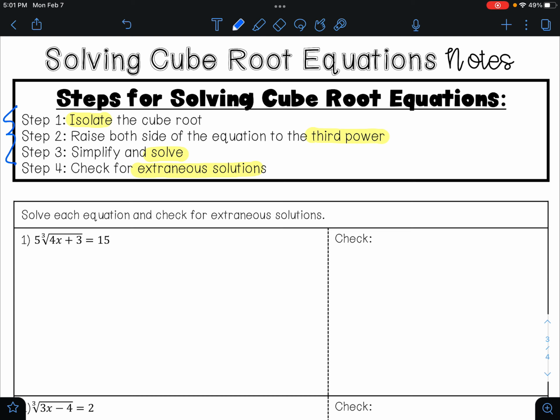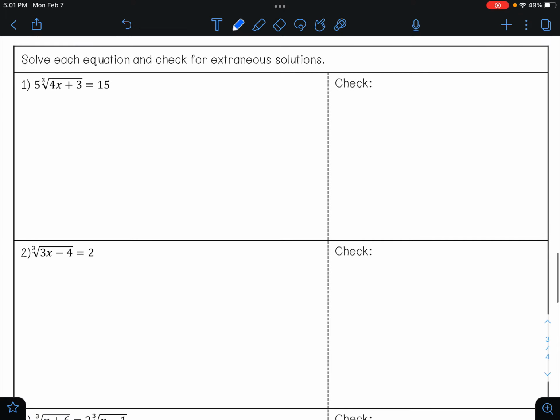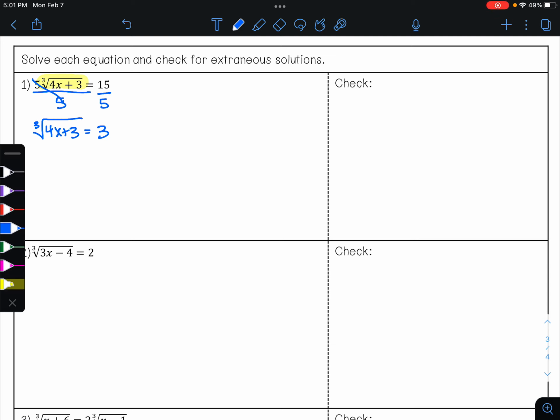So if we look at example 1, we have 5 times the cube root of 4x plus 3 is equal to 15. We want to isolate our cube root. Right now our cube root is being multiplied by 5. So to undo multiplication, I'll do division. 5 divided by 5 is 1. So that's going to leave me with the cube root of 4x plus 3 is equal to 3. Now our cube root is isolated.